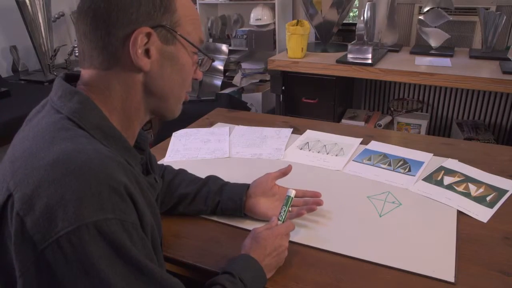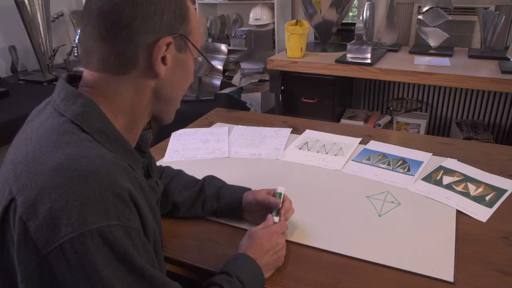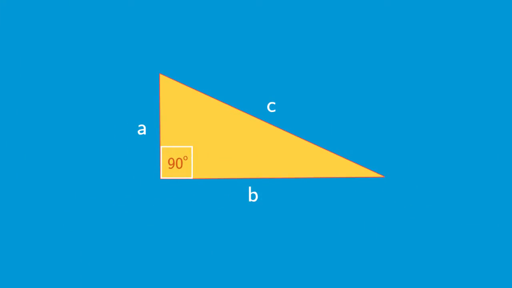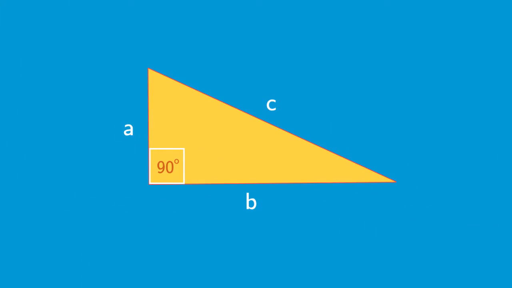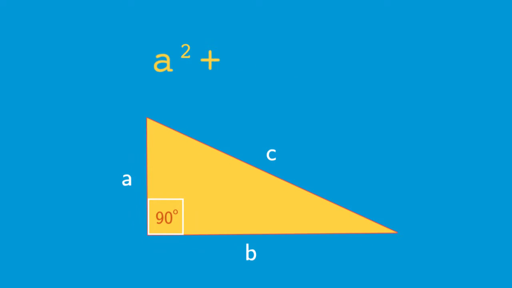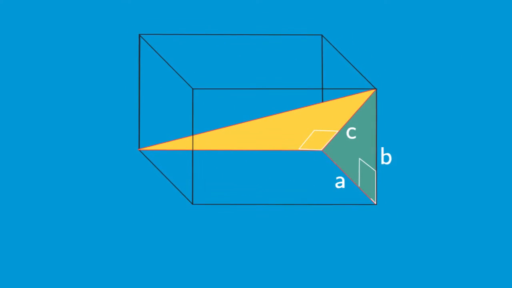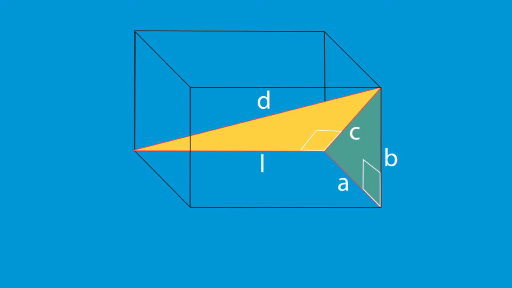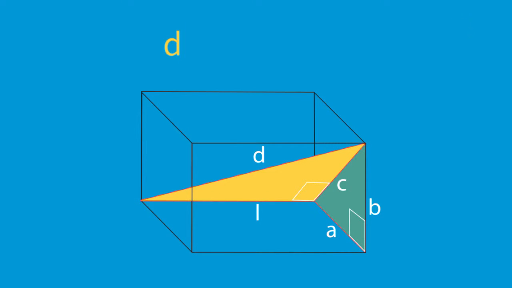I use the Pythagorean theorem, the three-dimensional Pythagorean theorem. When you have a right angle, a 90-degree angle, a squared plus b squared equals c squared. But in this situation, you have a three-dimensional calculation, which is basically the diagonal length squared equals a squared plus b squared plus l squared.